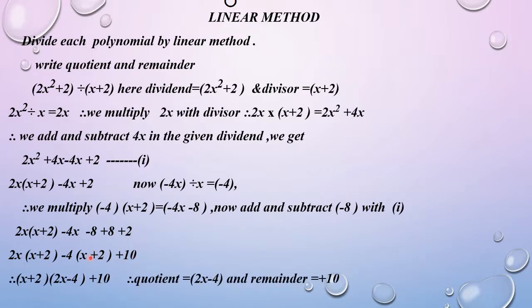Now taking (x + 2) common with the first and second term, we are getting inside the bracket 2x - 4 + 10. Therefore, the quotient will be 2x - 4, which is written with the divisor, and the last number that is remaining will be the remainder of this polynomial with the divisor.